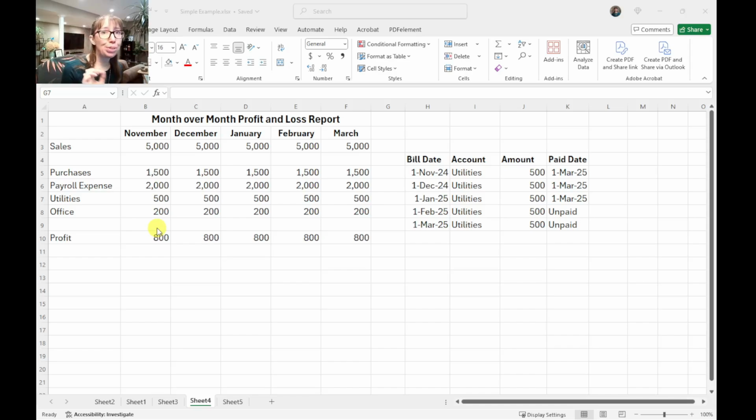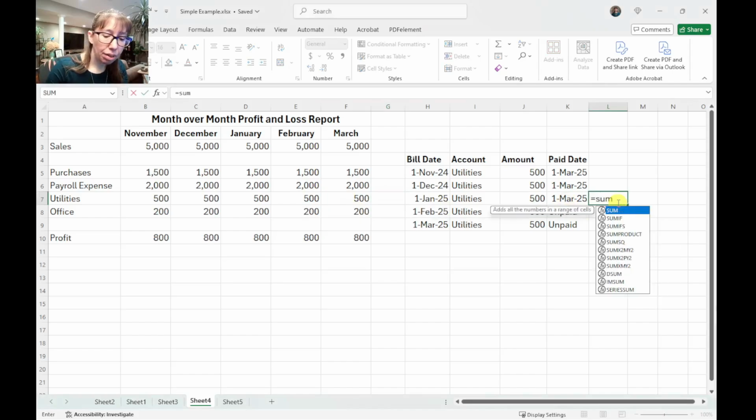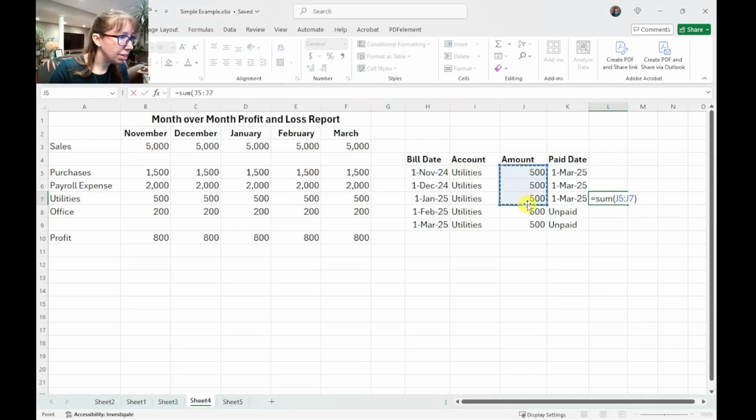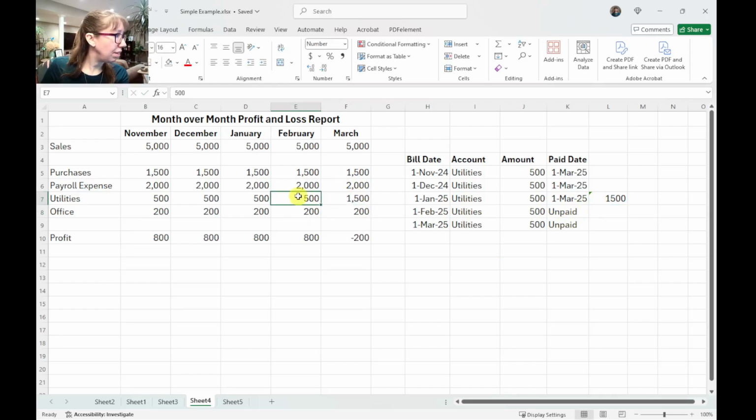Now, if somebody was using the cash accounting approach, this is what it would look like. They would put in the entry for that payment right here of $1,500, and they would put that all in March, the date it was paid, and they wouldn't even have the February bill in because it's unpaid, and these wouldn't have even gone in.